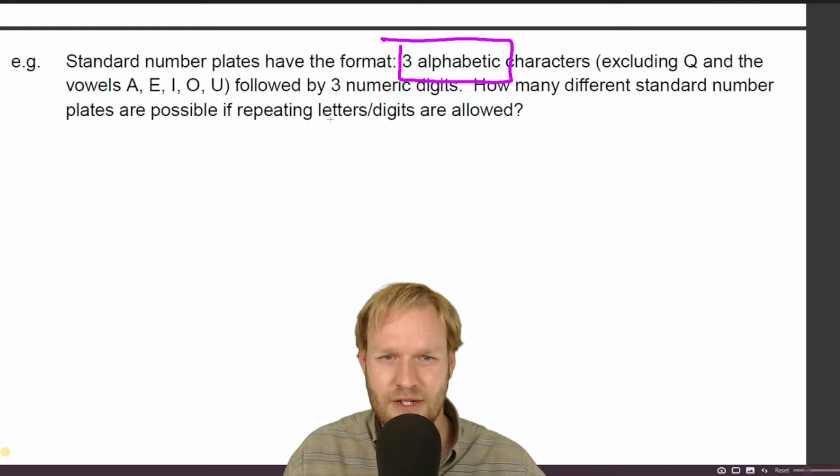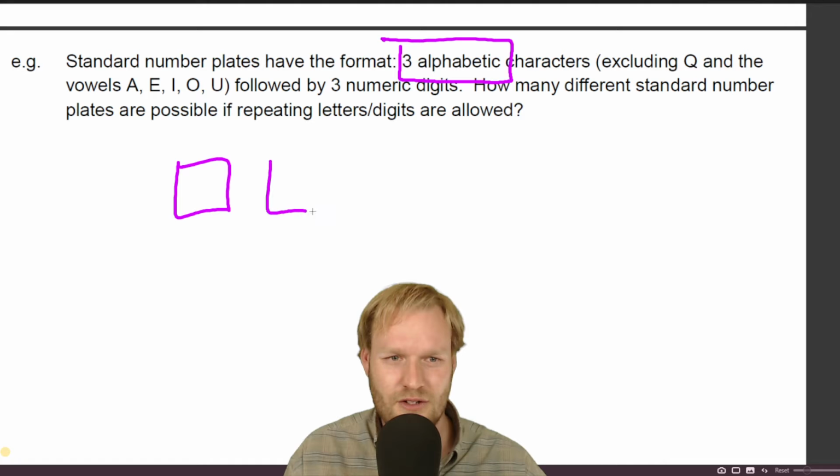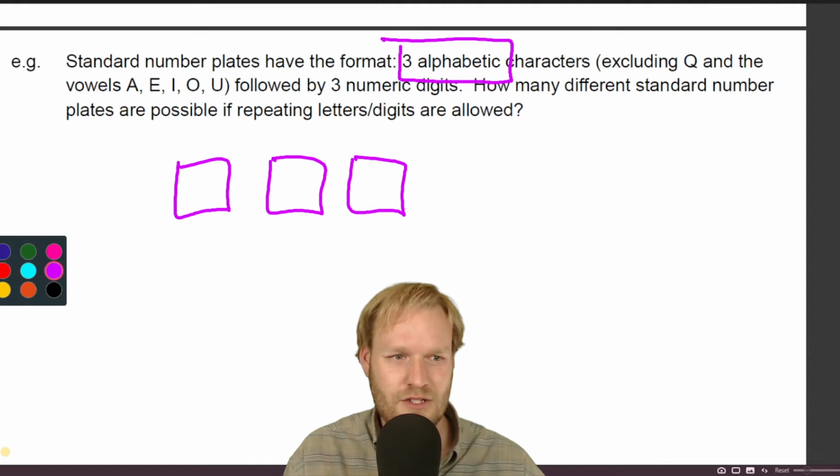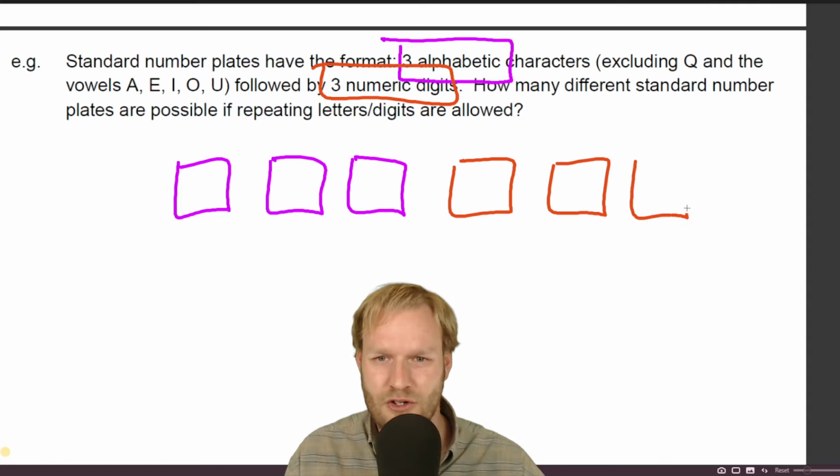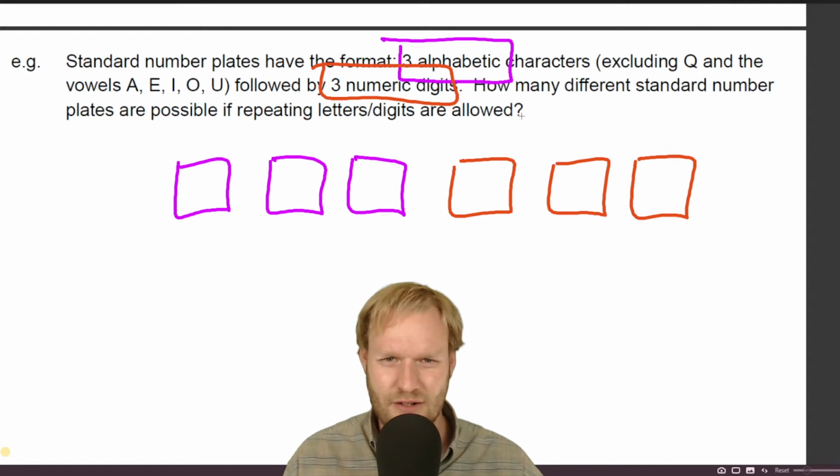So 3 alphabet characters. So 1, 2, 3 of those. And then we've got 3 numeric digits. 1, 2, 3. So there's kind of what we need to form. For our alphabet characters, we're allowed to repeat them.